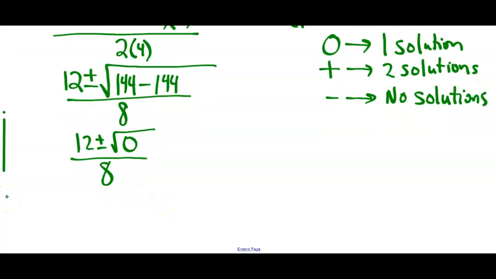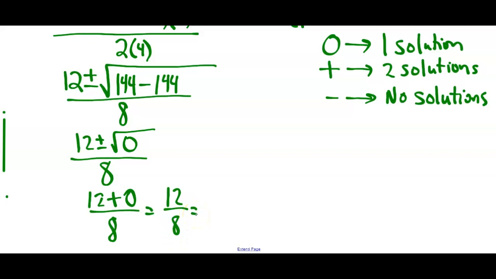So I'm going to do 12 plus or minus. I don't have to do both. Here's actually where I would kind of separate. So really just make this plus. Why don't I have to do both? Because the square root of 0 is 0. And 12 plus 0 is 12. And 12 minus 0 is 12. So 12 plus 0 equals 12 divided by 8.